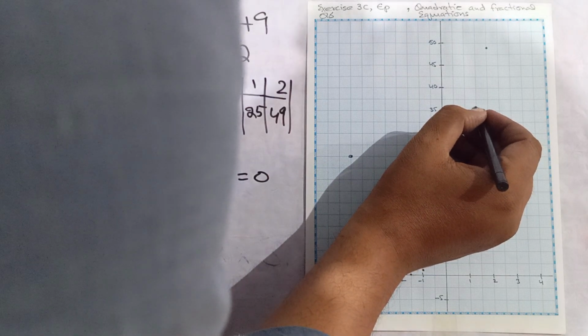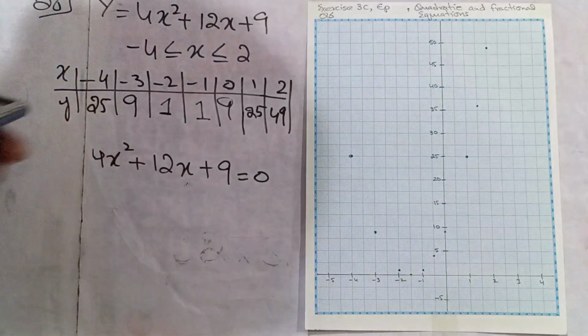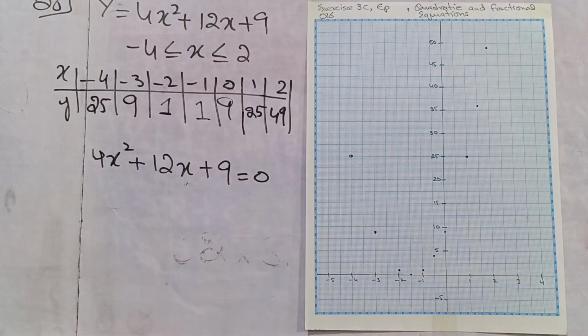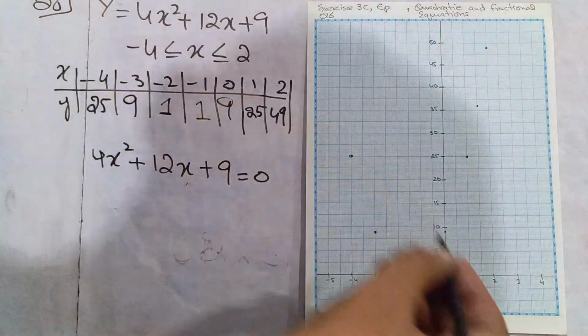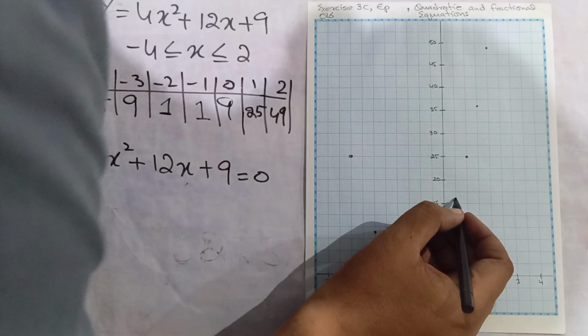1, 2, 3, 4, almost here. Okay. So I can take also a point at 0.5. So 4 multiply 0.5 square plus 12 multiply 0.5 plus 9, and I get the value 16. At 0.5 you have 16. 1, 2, 3, and 4.